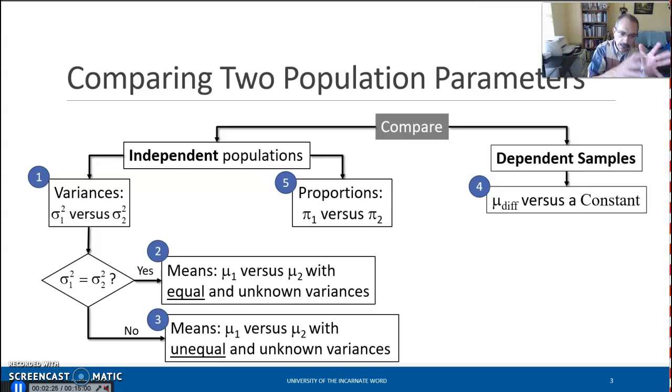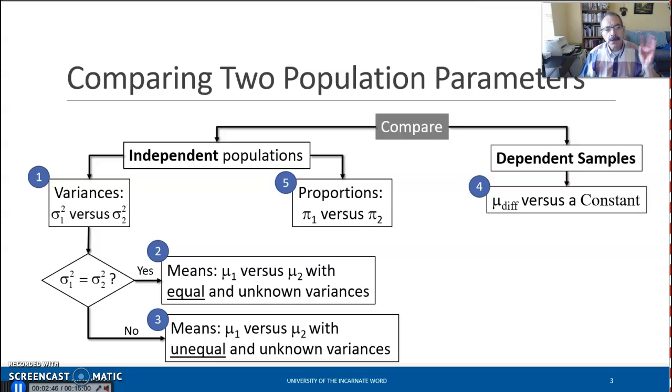And then, because we're working with the mean, we're going to jump to dependent samples, and talk about comparing the mean of the differences of these two related samples to a constant value. Finally, we'll finish this module when we compare the proportions of two independent populations.